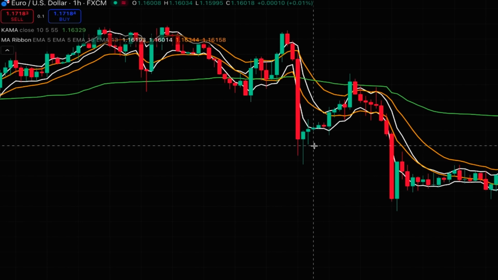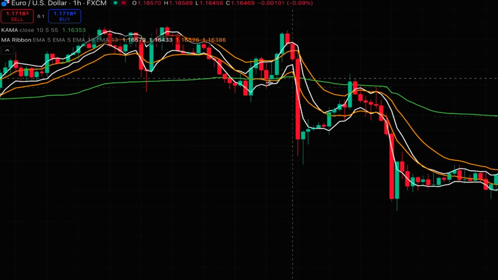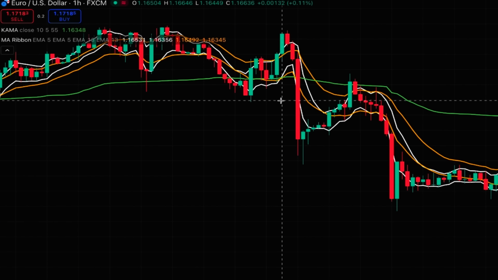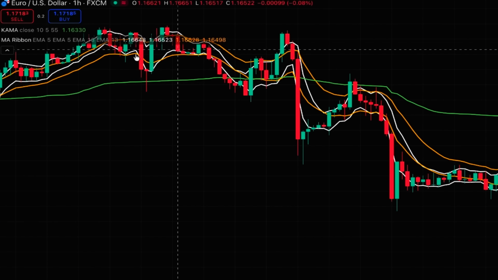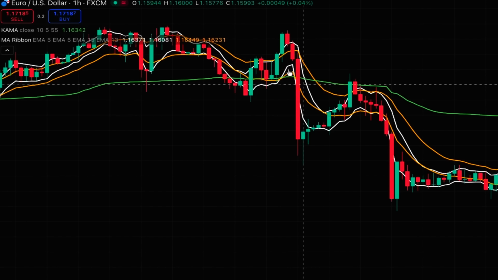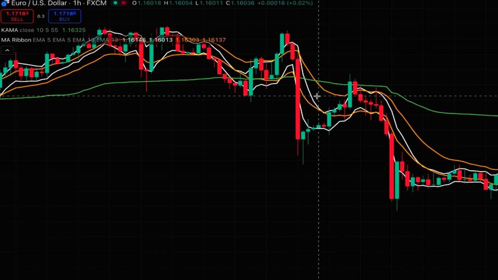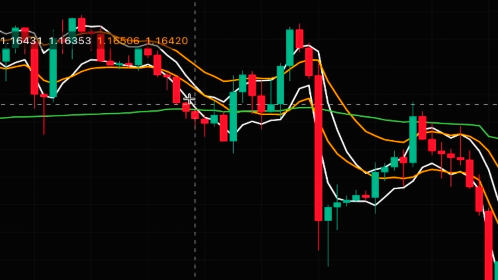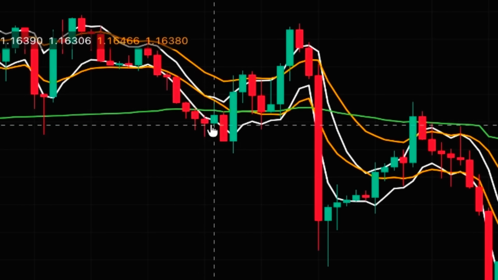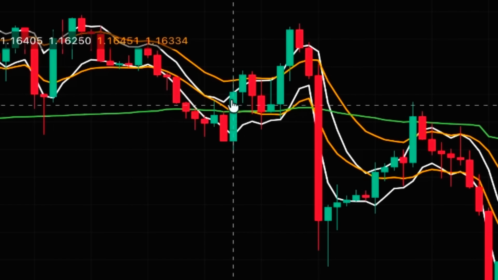So in this trading strategy, in a short position setup, in the first step, we want the price from above the green line to cross the green line and go below the green line. In the next step, we want both the white channel and the orange channel also to go below the green line. For example, here, first you can see that the price went below the green line, but the white channel and the orange channel didn't go below the green line.